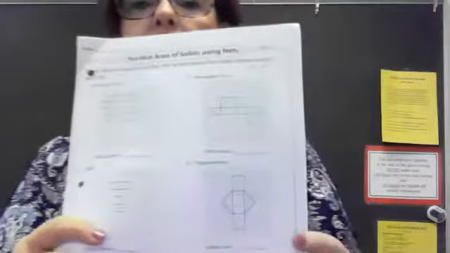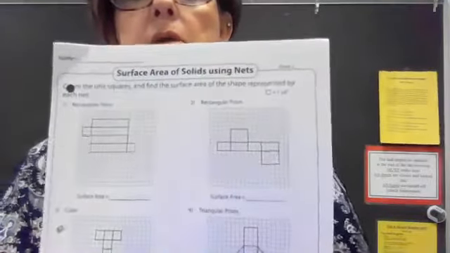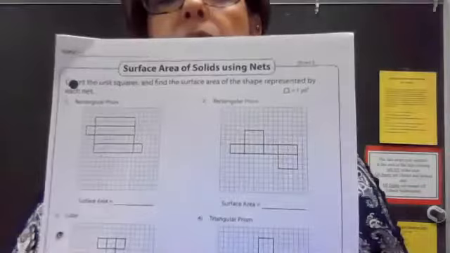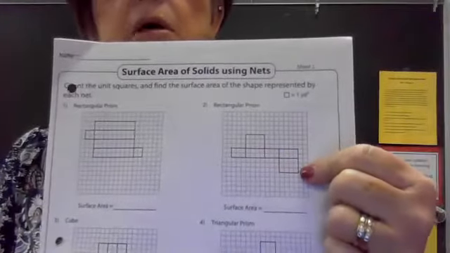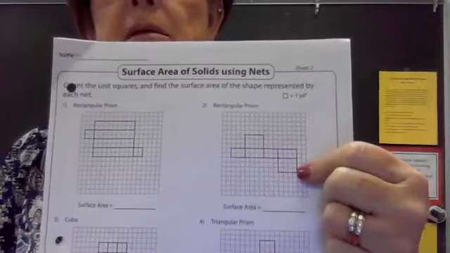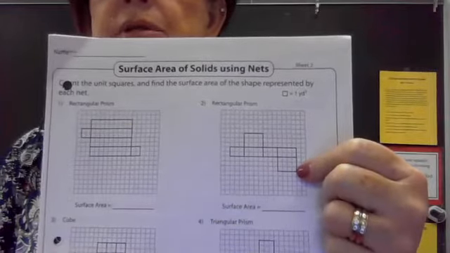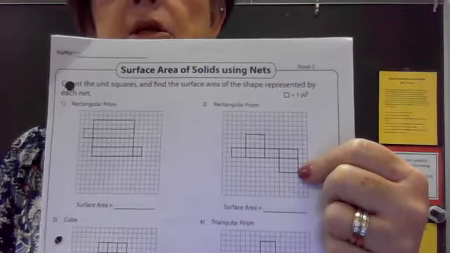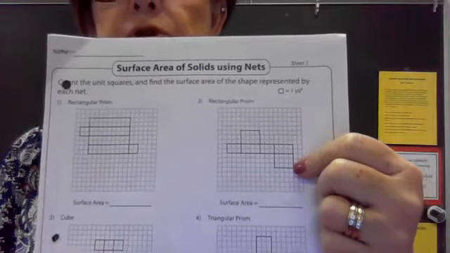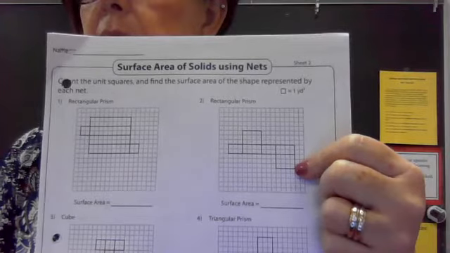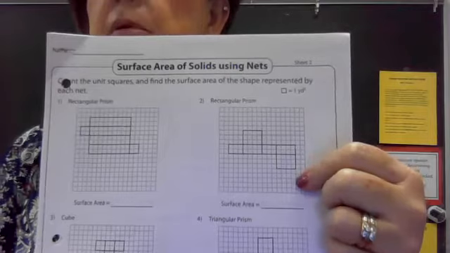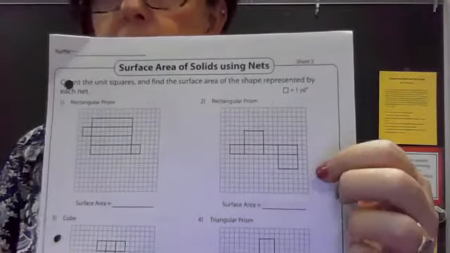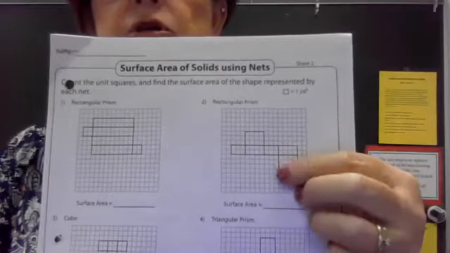So the first page, some of my students were trying to make it way too hard. These are called nets, and that's when you take a box apart and just lay it out flat. Now what they're trying to get you to see here is that you can find surface area. Remember, surface area is the part that we can paint, okay? Not how much will fill up the figure. It's how much you can paint.